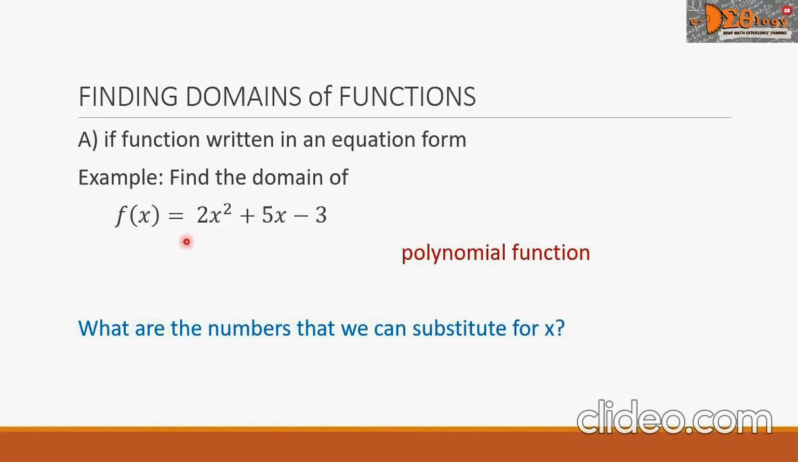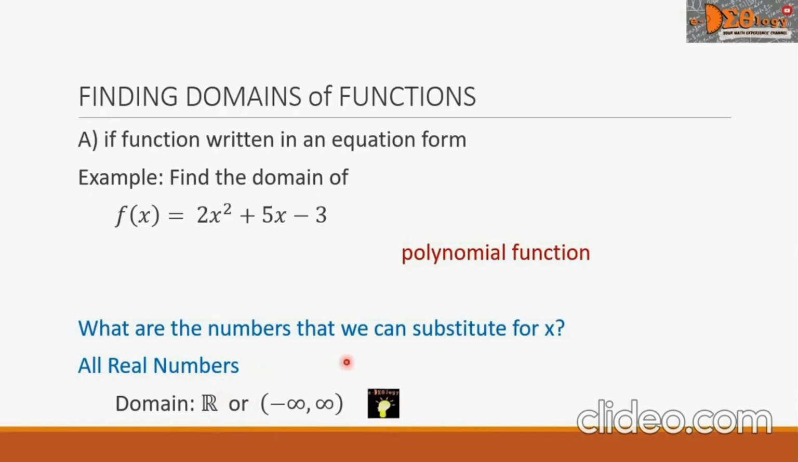If you notice, our function here is a polynomial function, and the domain of a polynomial function is all real numbers. So it means the domain here is all real numbers, and in symbol we can use R, or in interval notation this is equivalent to negative infinity, infinity. This is the interval notation for all real numbers. This is our final answer.